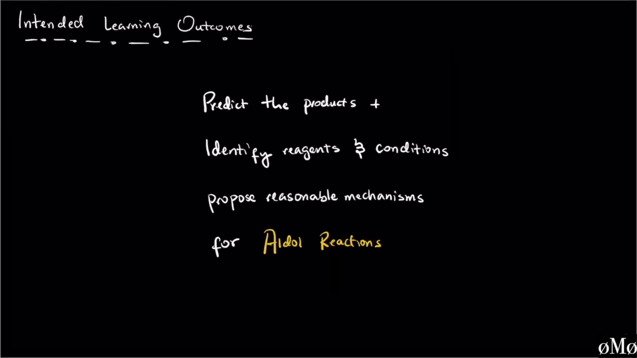Okay, so that's it, right? I'm hoping that you're able to start seeing how to predict the products of aldol reactions, thinking about the way their connection points occur. And you can start identifying the reagents and conditions necessary for an aldol addition versus an aldol condensation versus a cross-aldol reaction. And then you can start to propose reasonable mechanisms for these different variations of aldol reactions in your problem sets.